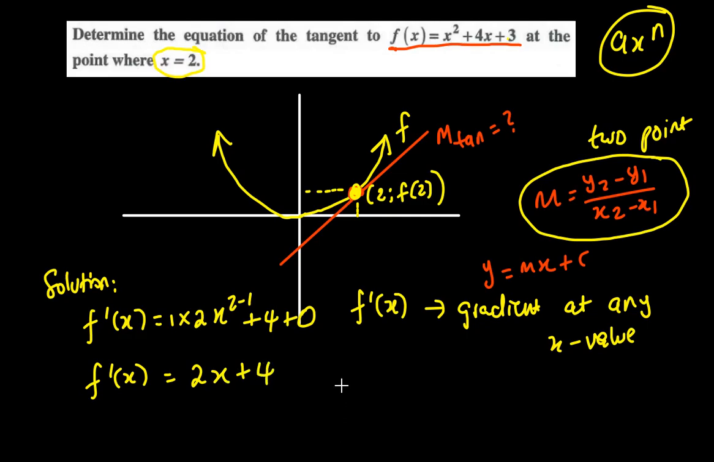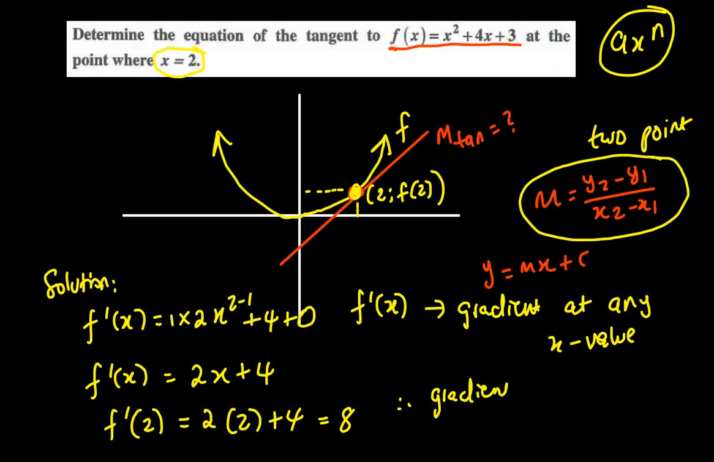So it means the gradient of f would be equal to 2x plus what? Plus 4. Now that we have the gradient of f, where do we need the gradient? We need the gradient at x is equals to 2. So you just say the gradient at 2 will be equal to 2 into 2 plus 4. We just substitute 2 there. So 2 times 2 is 4. 4 plus 4 is what? 8. Therefore, at a point where x is 2, the gradient is 8.